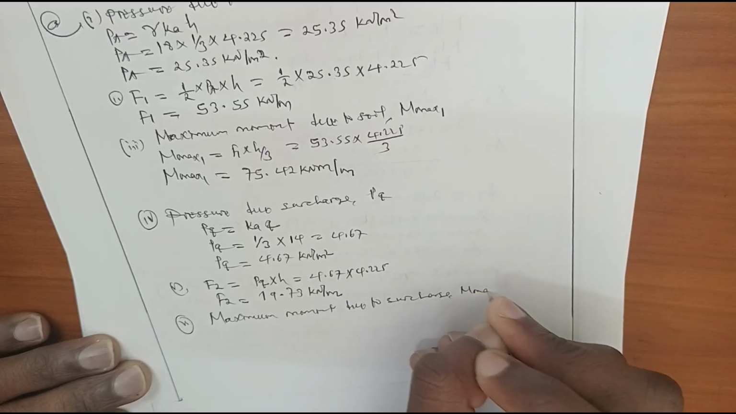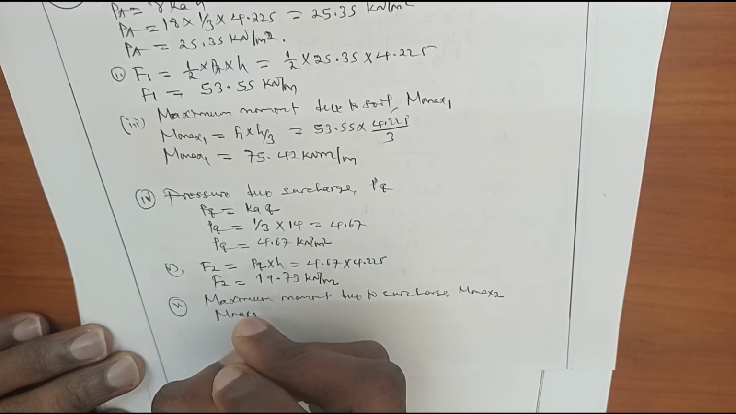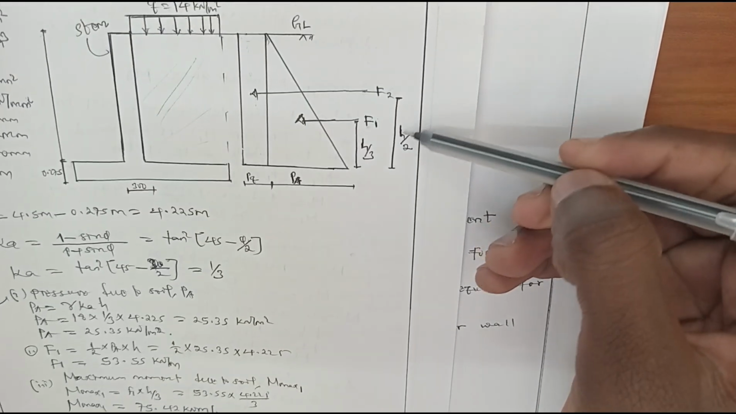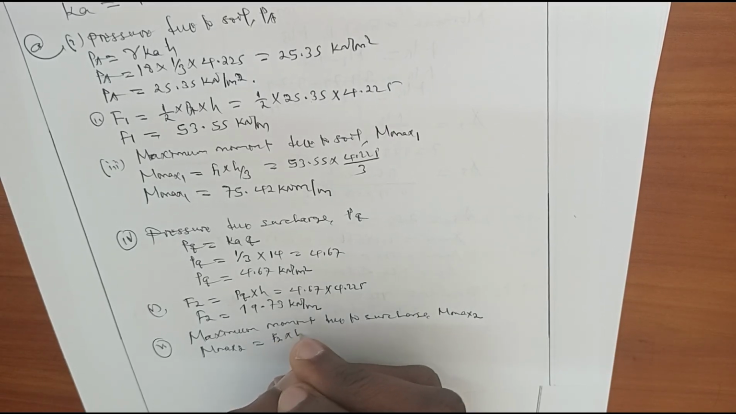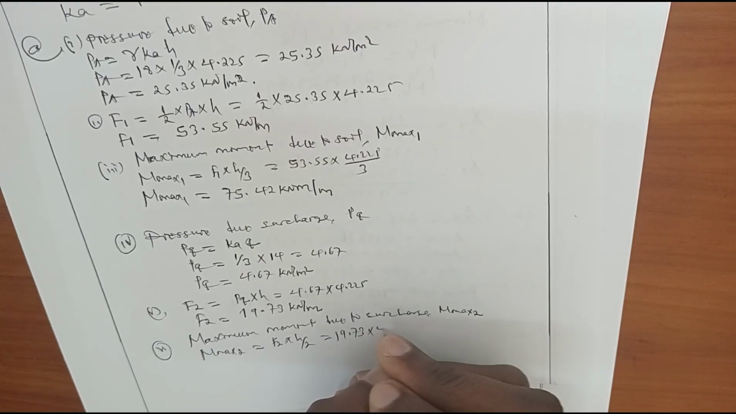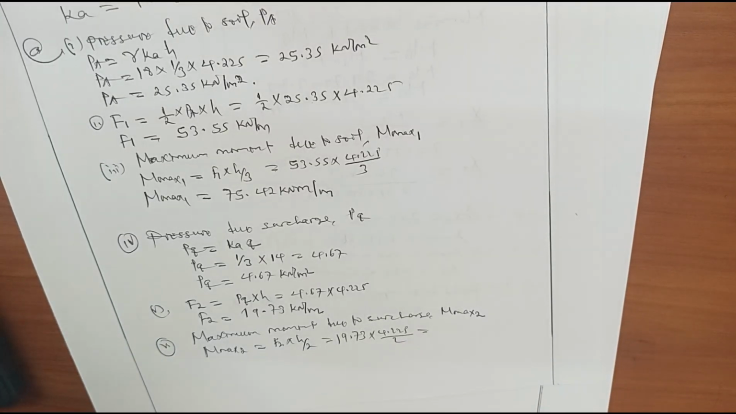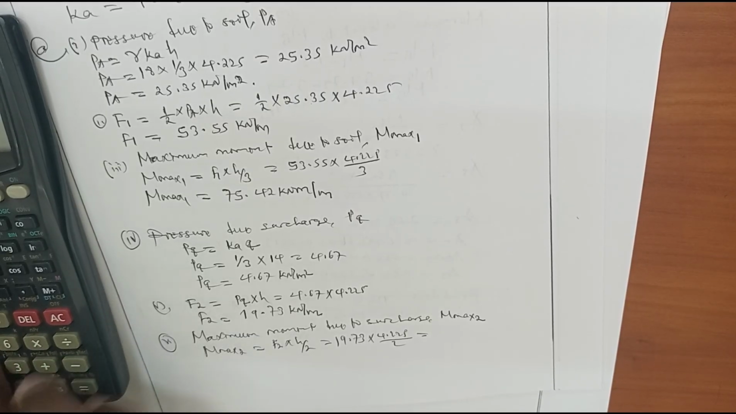This is maximum moment 2. Now maximum moment 2 will be equal to the horizontal force due to surcharge times the perpendicular distance. The perpendicular distance is h over 2. So it will be equal to force 2 times h over 2. It will be equal to 19.73 times h, which is 4.225, divided by 2.